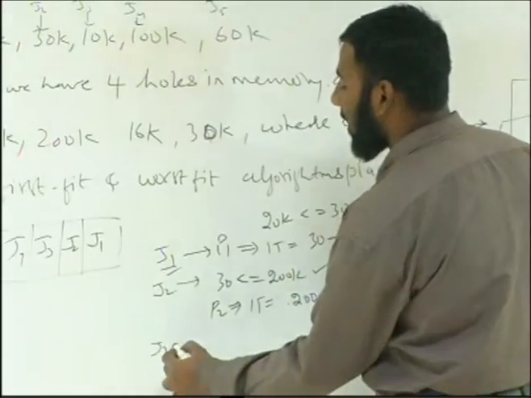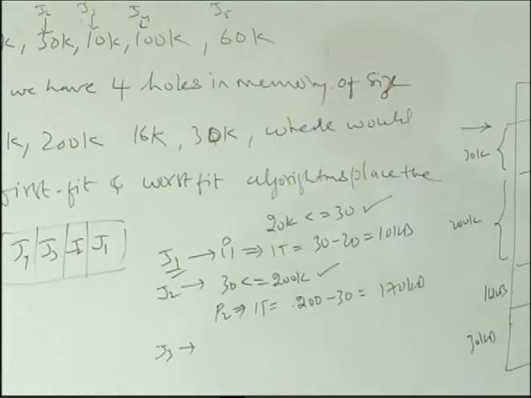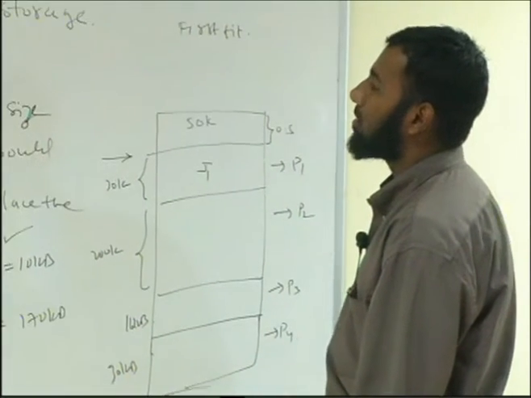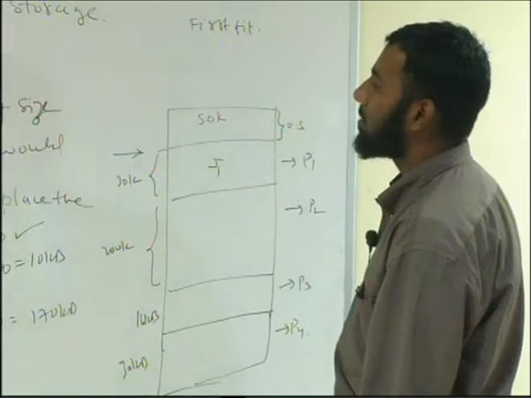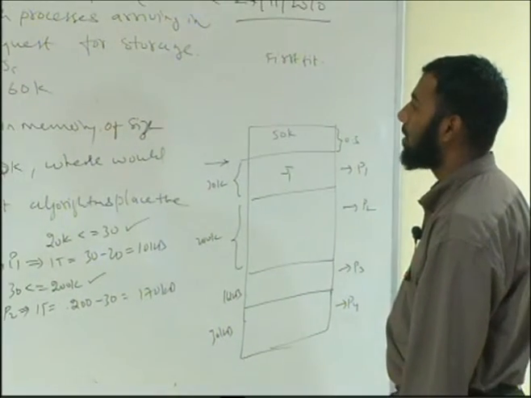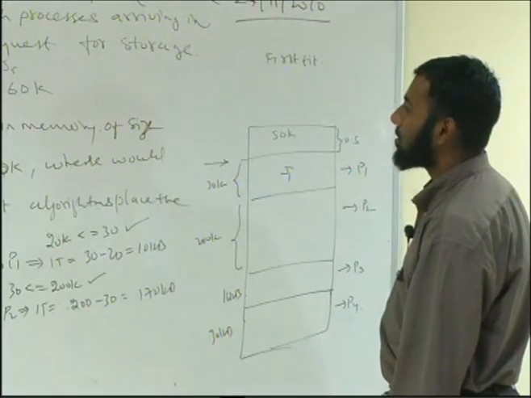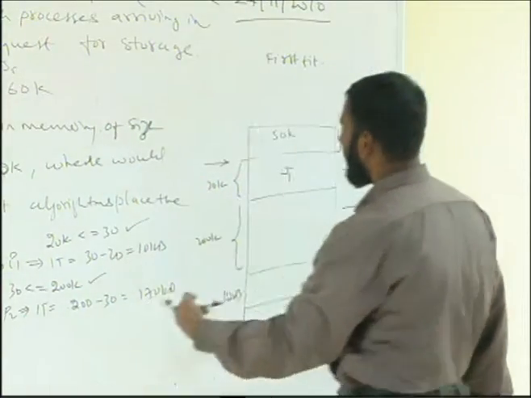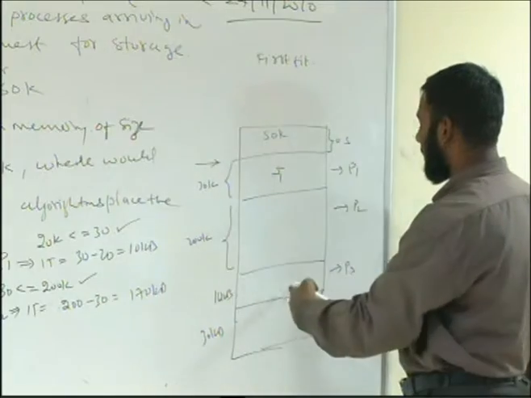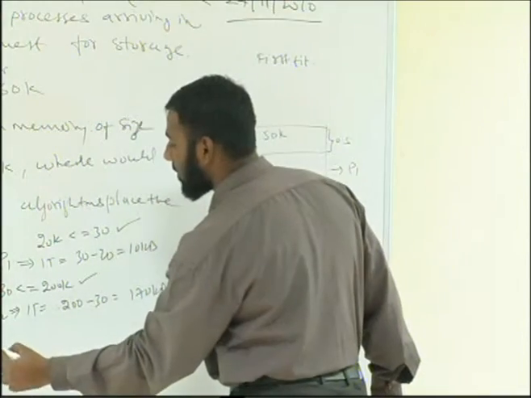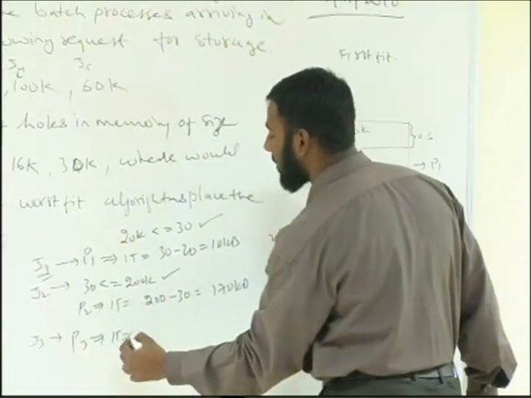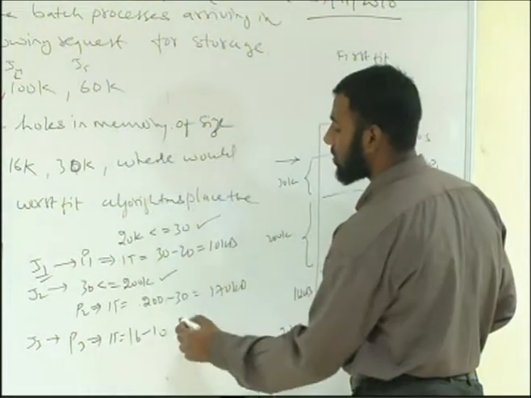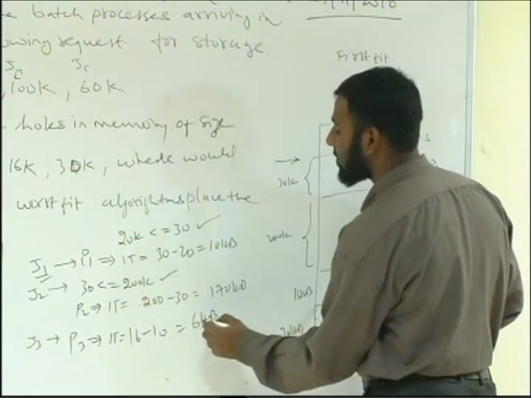Now when job J3 arrives, what happens? The size of job 3 is 10 kilobytes. It will check, the earlier partitions are filled, so partition P3 will be allocated. When partition P3 is allocated, the internal fragmentation will be 16 minus 10, the size of this job, which leaves 6 kilobytes.